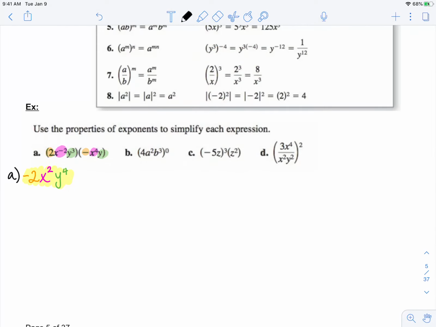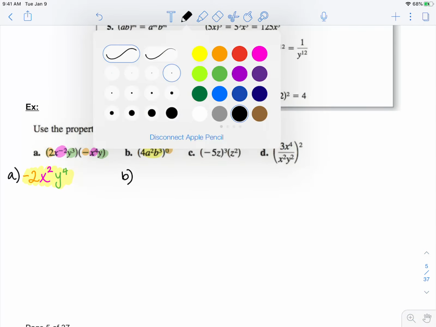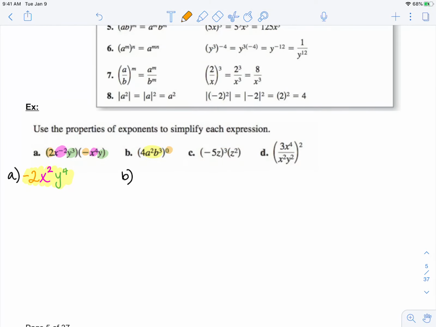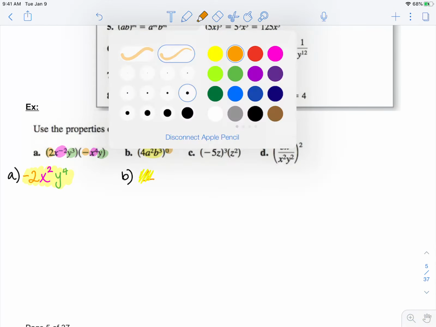If I focus in on part B, this entire quantity in here is being raised to the 0 power. I remember anything raised to the 0 power is 1. It does not matter what is being raised to that power.